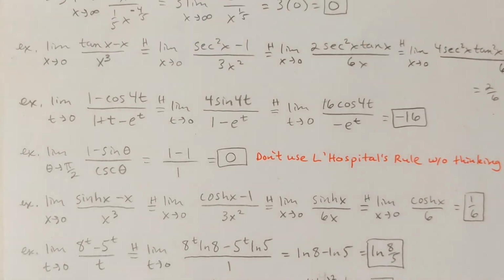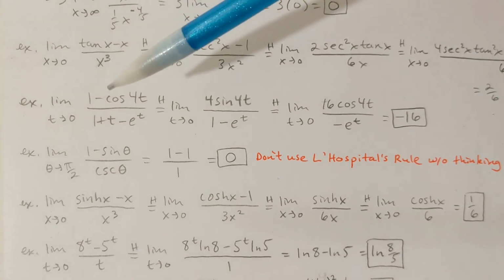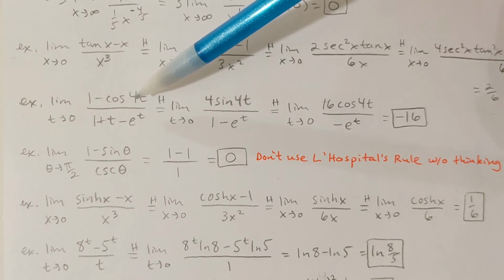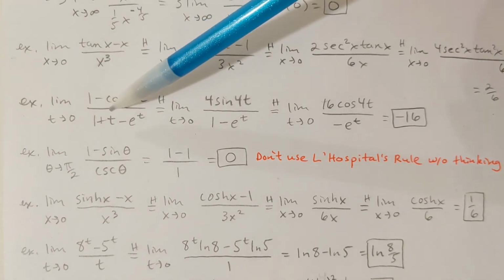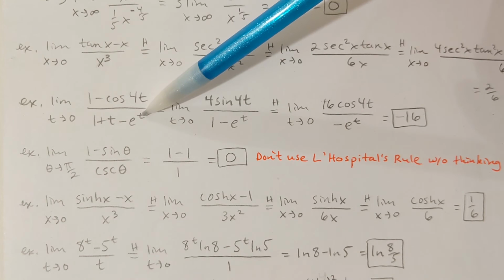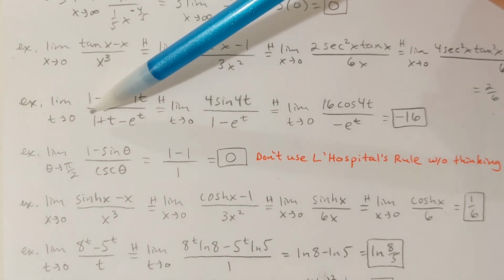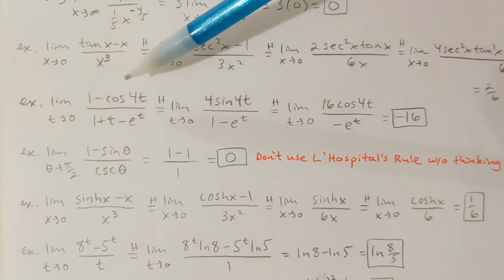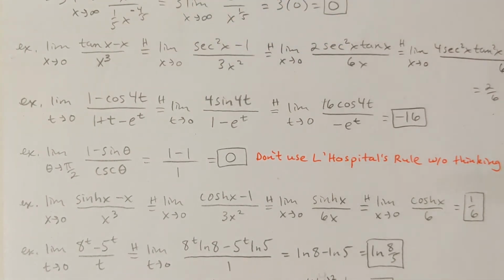Here's another example. The limit as t approaches 0 of 1 minus cosine of 4t divided by 1 plus t minus e to the t. This would be an indeterminate form. Cosine of 0 is 1, and anything to the 0 power is 1, right? So you're going to have in the denominator 1 minus 1 is 0, plus 0 is 0, and 1 minus 1 is 0 in the numerator. Okay, and so I can use L'Hopital's rule.